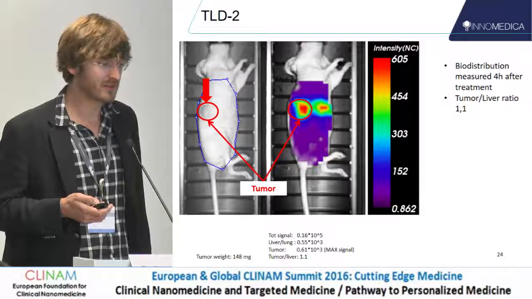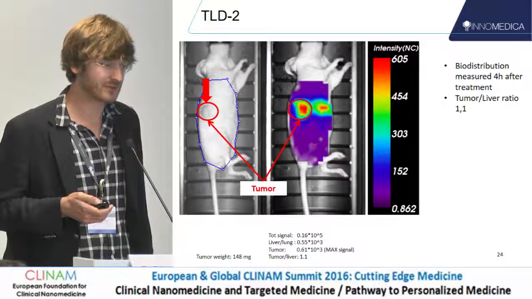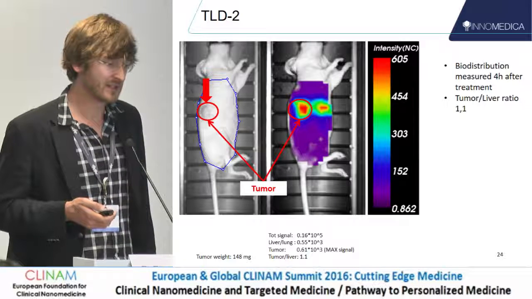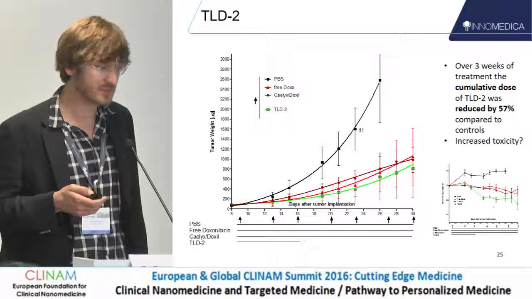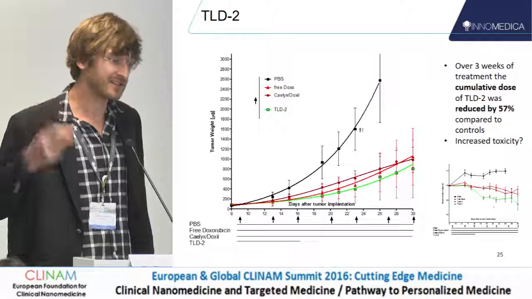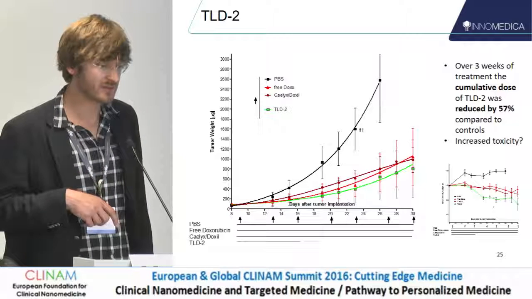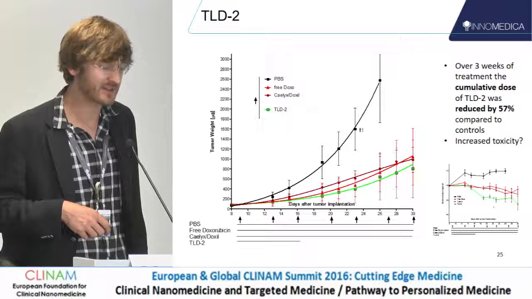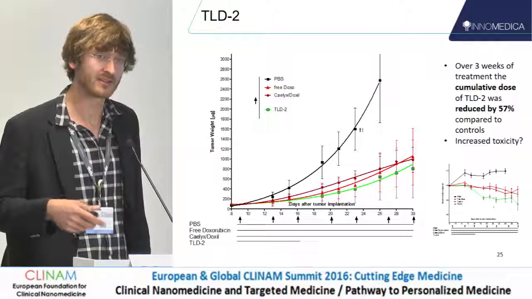Second, we went for a last formulation, which we call TLD2, and it showed a very nice tumor accumulation in this near-infrared imaging. What we saw in a therapeutic study was quite surprising: the toxicity of this particle was elevated. You see in the green curve on the bottom that the body weight is dropping more than for the other compounds, even though we only treated it 3 out of 7 times of treatment.